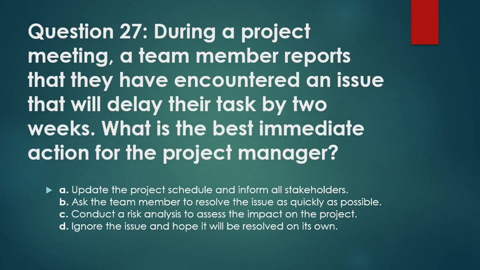Question 27. During a project meeting, a team member reports that they have encountered an issue that will delay their task by 2 weeks. What is the best immediate action for the project manager? So, this is a scenario based question. Understand the scenario: during the meeting, a team member reports that they have encountered an issue that will cause a delay in the project, that too by 2 weeks. Now, the entire project schedule, budget, everything will be at stake. So, what should we do as a project manager?